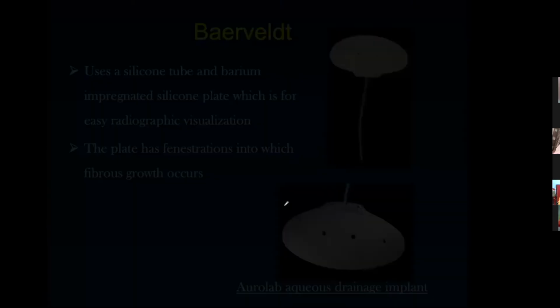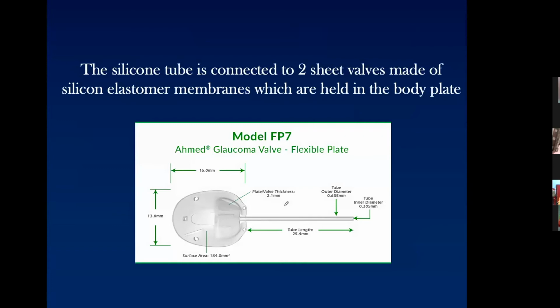The valve which is most commonly used by us is the Ahmed glaucoma valve, which is very safe. It's a valve implant. So the FP7 model is the model which is used in adults. So this portion of the implant has a valve which has silicone elastomers, which blocks when the IOP is less than 8 millimeters of mercury, theoretically.